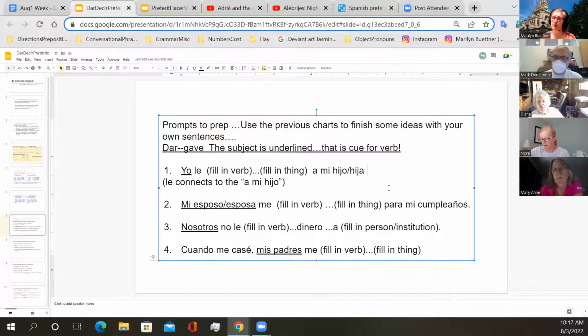Okay, sus ejemplos, your examples. Yo le di una blusa azul a mi hija. A mi hija. Okay, bien. Yo le di una blusa. I gave her a blouse. Bueno. Yo le di un billete por el juego de béisbol a mi hija.